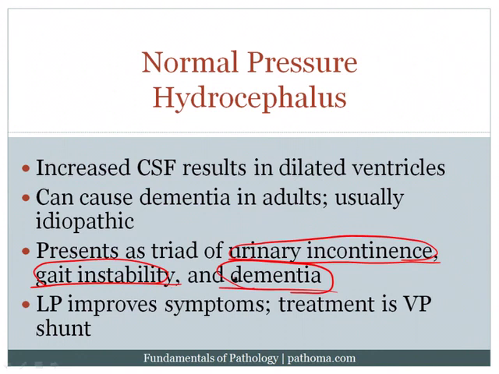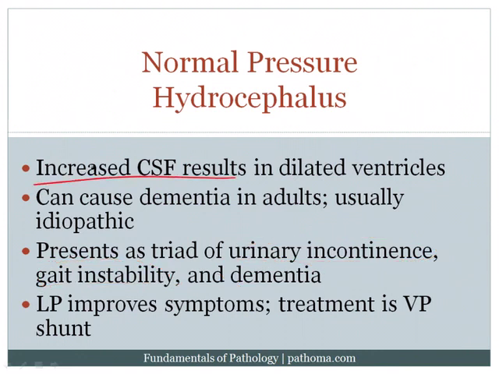Now, because this is due to increased CSF, one of the hallmarks of this disorder is that when you do a lumbar puncture, the symptoms will improve. That's particularly high yield. And taking this one step further, the treatment then would be to shunt CSF from the ventricles into the peritoneum, and that's called a VP shunt.